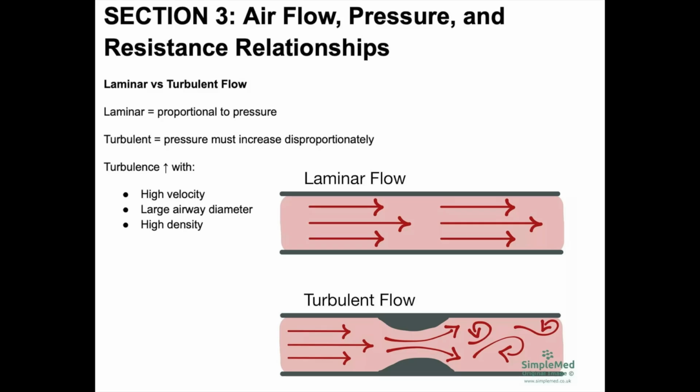So turbulence increases with high velocity, large airway diameter, and high gas density. Large airway diameter might surprise you, but turbulence often occurs in the trachea and main bronchi, not the tiny bronchioles. So clinically, turbulent flow increases the work of breathing. That's why airway obstruction increases effort disproportionately. So laminar flow is efficient, turbulence is costly.